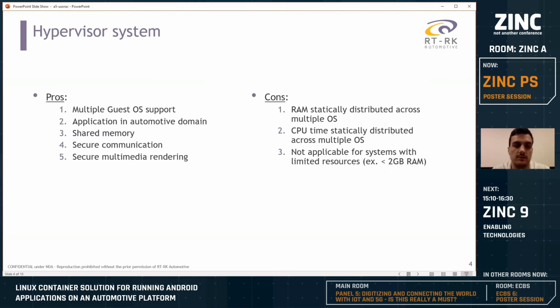On the other hand, hypervisors have certain limitations, which include that all system resources are statically distributed across multiple operating systems. In short, we introduced here RAM memory, CPU time, also CPU cores. That's the first con. The second main issue is that guest operating systems usually have their own virtual devices allocated and pass-through devices, which utilize a lot more memory, making hypervisor systems not applicable in limited resource systems because they allocate around 2 gigabytes just to function.